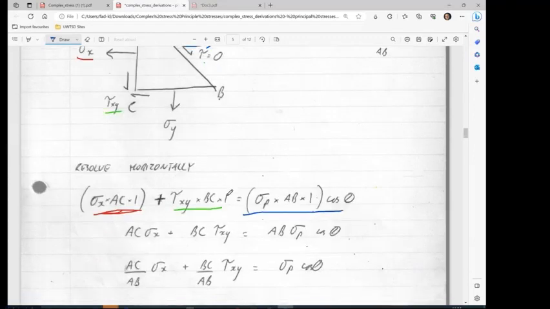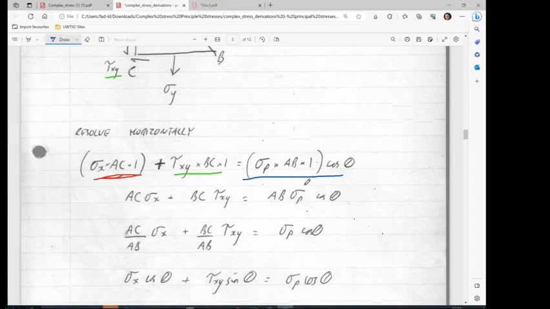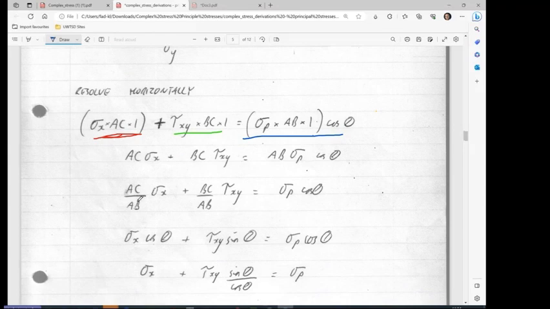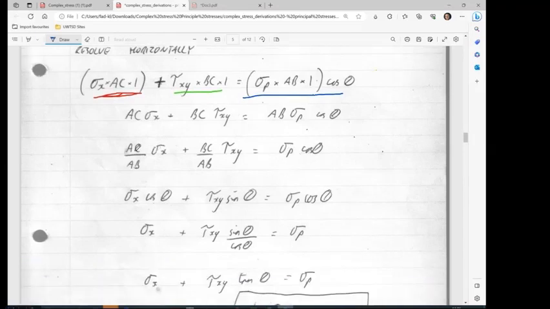Okay, if I now simplify that, I've got AC sigma x plus BC tau xy equals AB sigma P times cos theta. If I divide through by AB, just like we were doing in the last video, I've got AC over AB sigma x plus BC over AB tau xy equals sigma P cos theta. We know from our last video, this ratio, AC over AB, was equal to cos theta, and BC over AB was equal to sine theta. So therefore, I'll just plug those in there.